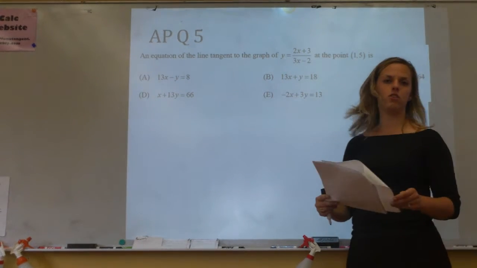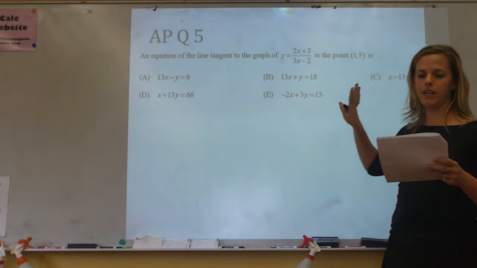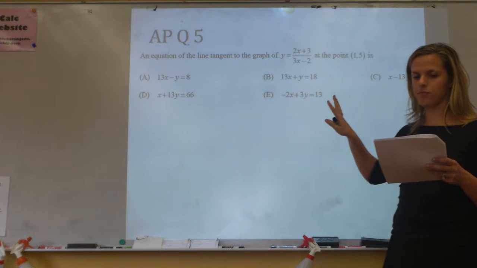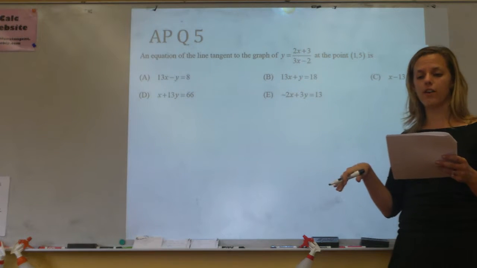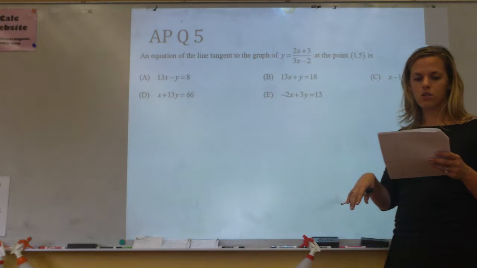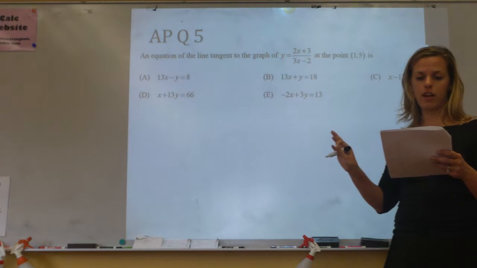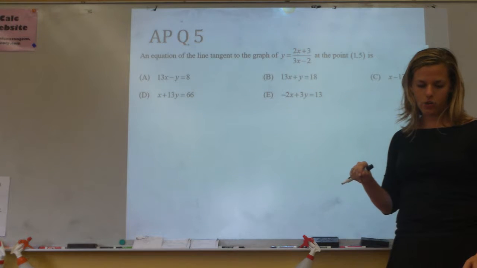Let's do number 5. You're also going to do this one on your own. I'll talk through it a little bit. An equation of the line tangent to the graph of this quotient at the point 1,5. This is nice. It gives you the y value. It's also asking for it in standard form. And this is just a tangent line, not a normal line. So go ahead and do that.